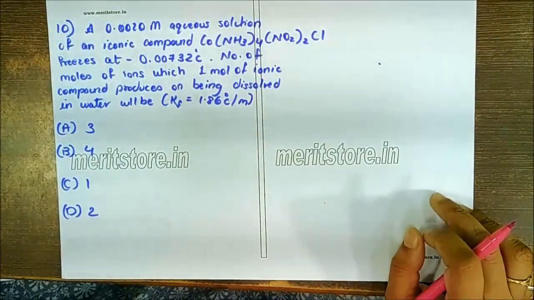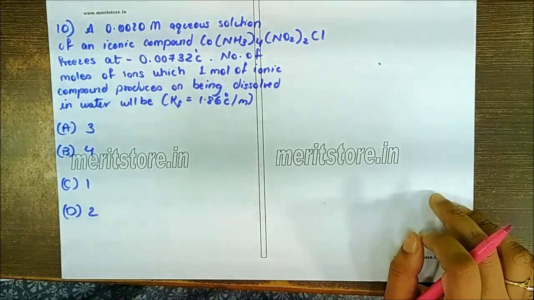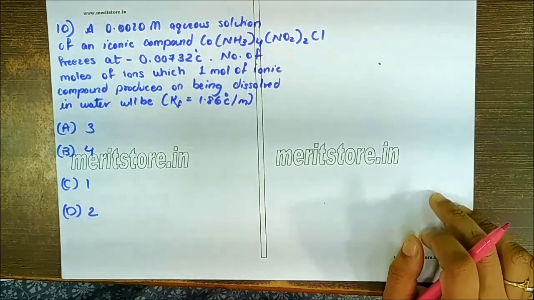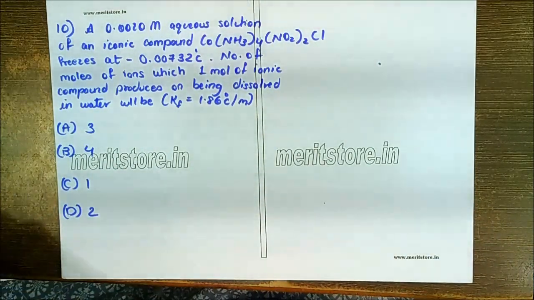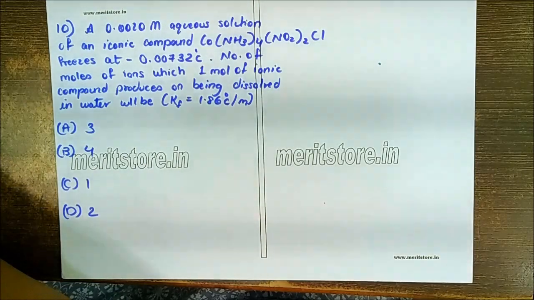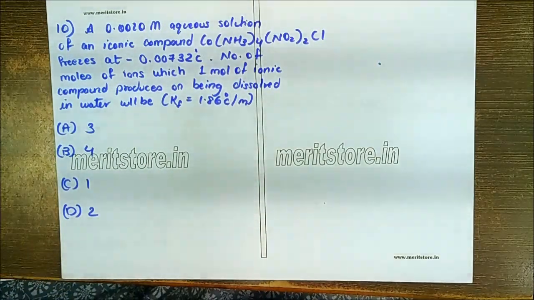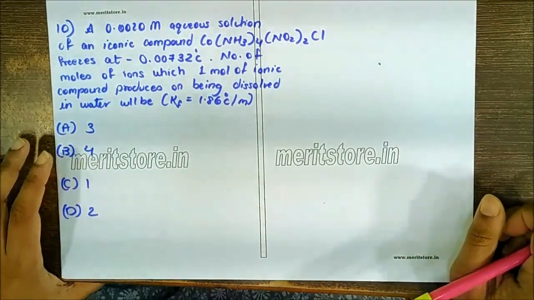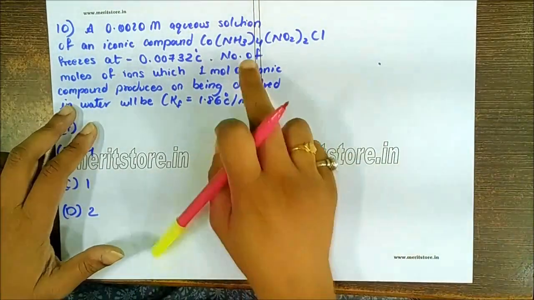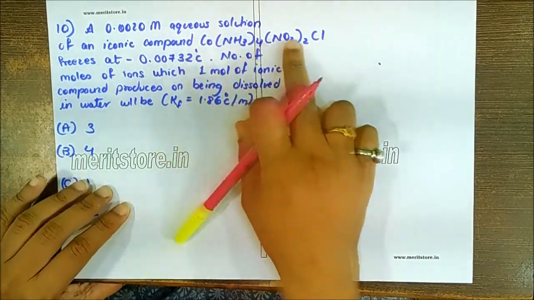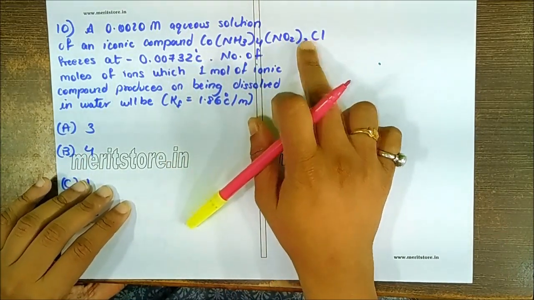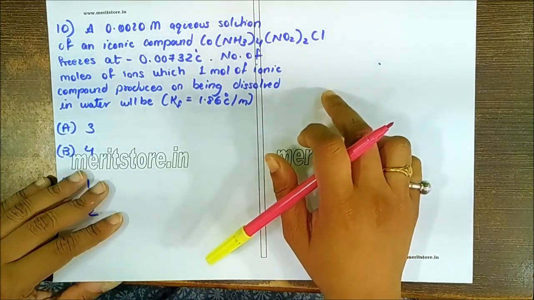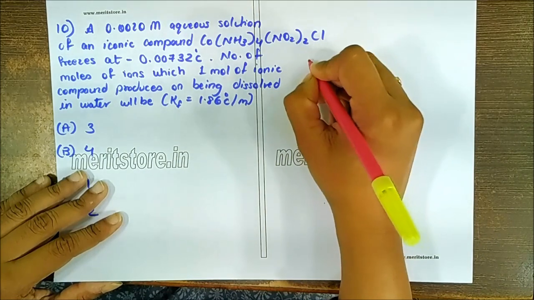Question number 10 is: a 0.002 molar aqueous solution of ionic compound [Co(NH3)4(NO2)2]Cl freezes at minus 0.00732 degrees Celsius. What is the number of moles of ions which 1 mole of the ionic compound will produce on dissociation? Now this is a compound given, but we don't know exactly which ions are present outside the coordination sphere. So we need to calculate from the delta Tf, that's the freezing point difference.